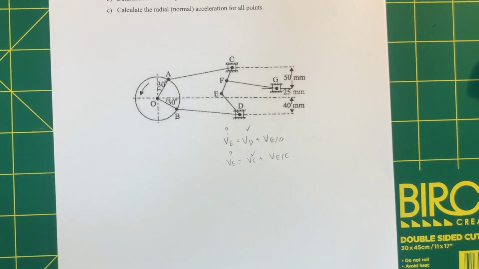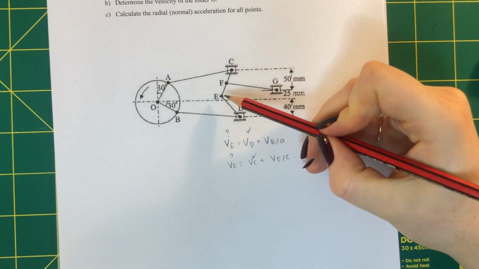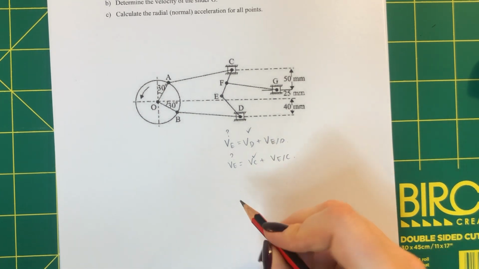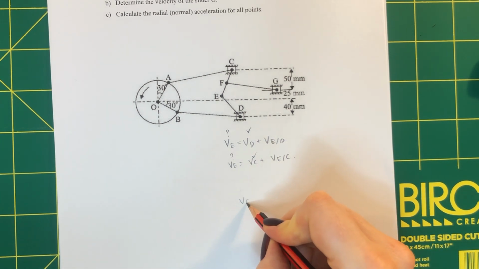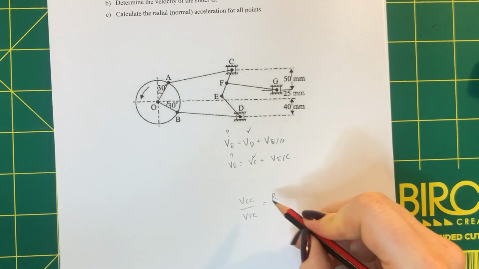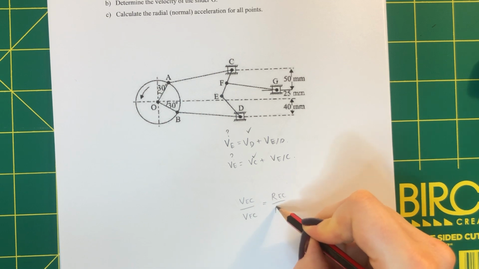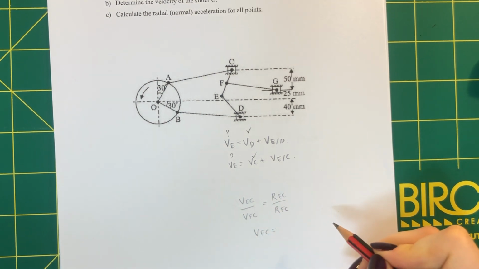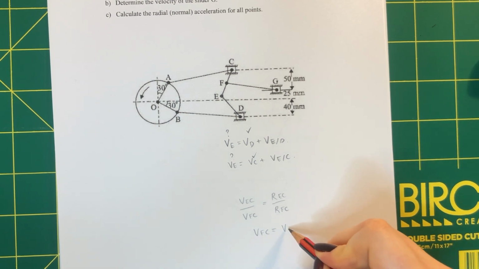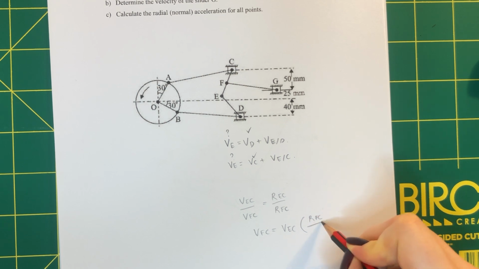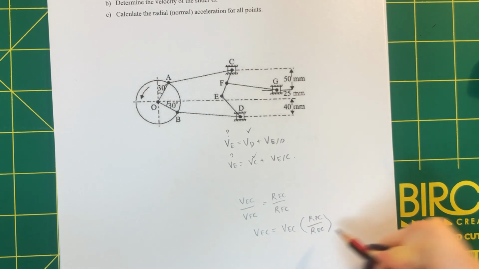So now we're going to find point F. F, C, and E are on the same link, so we can use a ratio because if they're on the same link, they have the same angular velocity. So the velocity of EC on the velocity of FC equals the radius of EC on the radius of FC. Velocity of FC is our unknown. I'm moving that to the left-hand side, and that will equal the velocity of EC multiplied by the radius of FC on the radius of EC.